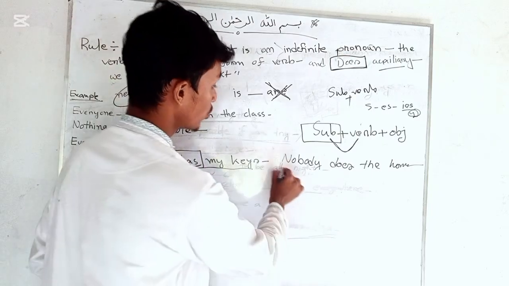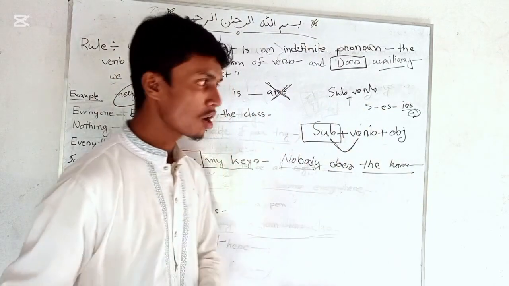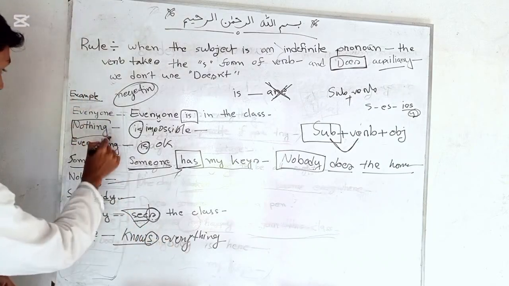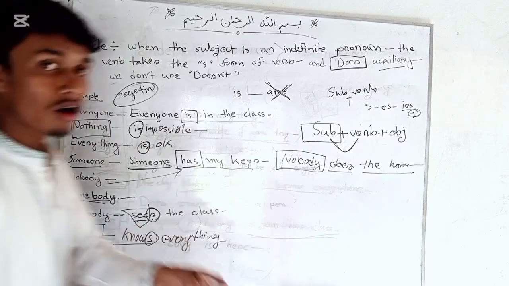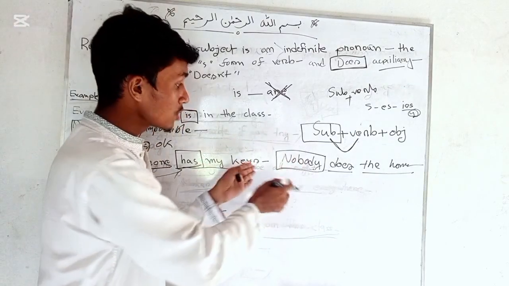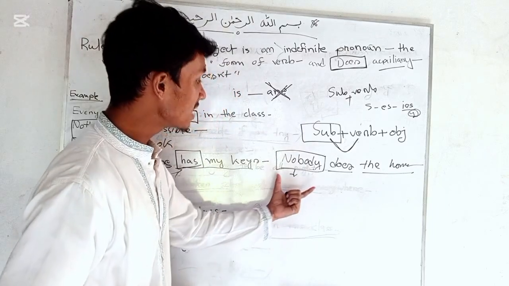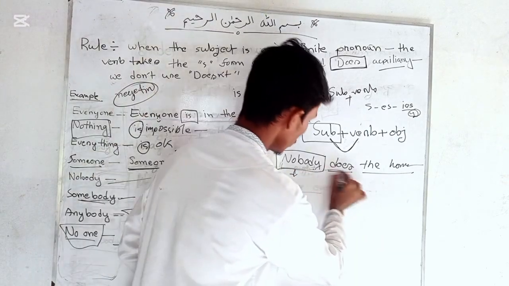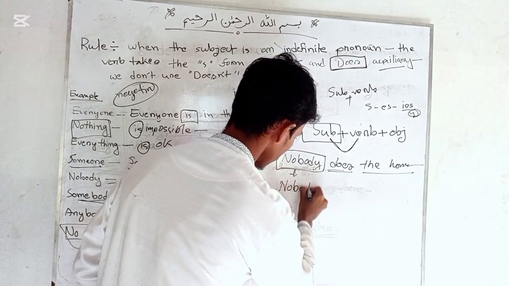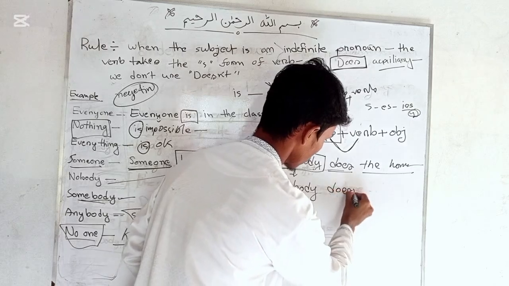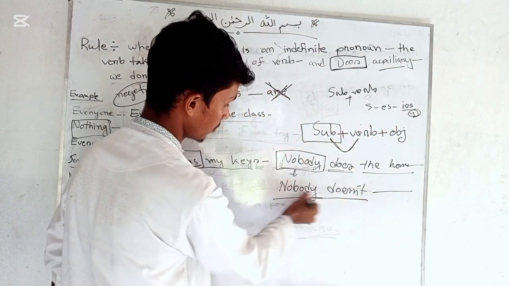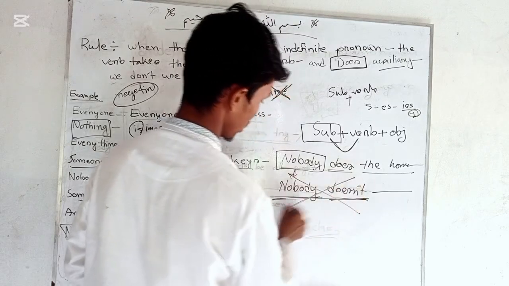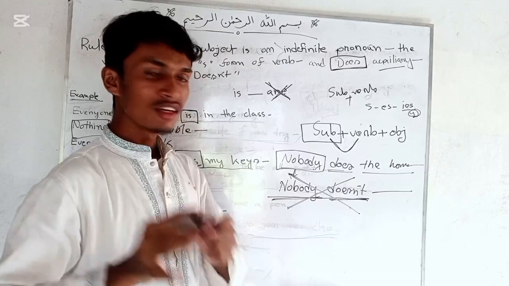Here we don't use "nobody doesn't do the homework," because why? These words, nobody and no one, already include the negative. These words are already negative. It is a full package of negative, so we don't use doesn't. "Nobody doesn't" is a double negative. One negative and two negatives is incorrect. So we use just does.